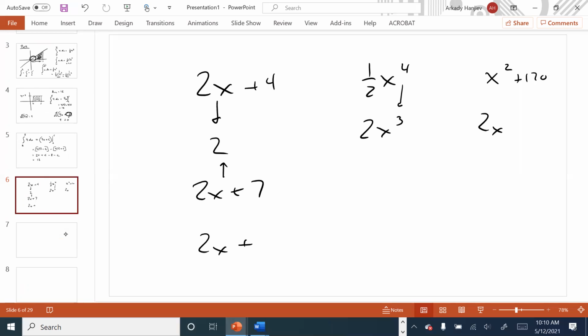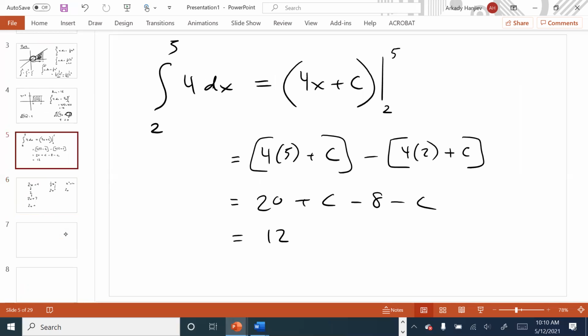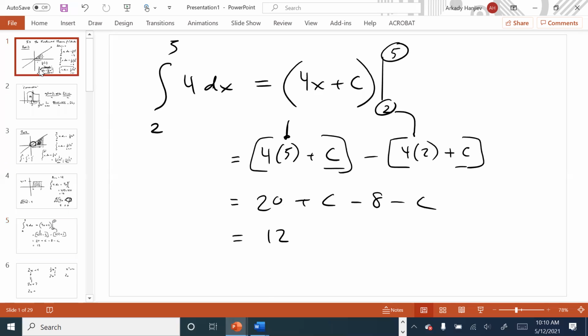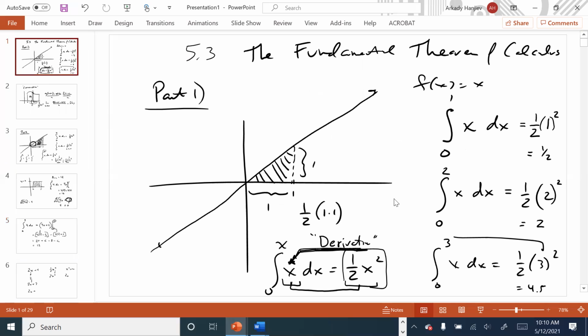The reason we don't have to worry about it now is because we're plugging in a top end and we plug in a bottom end, right? And then they cancel. So what we do is we call this definite integrals. And so let's go back to the fundamental theorem of calculus. That's what we're covering.